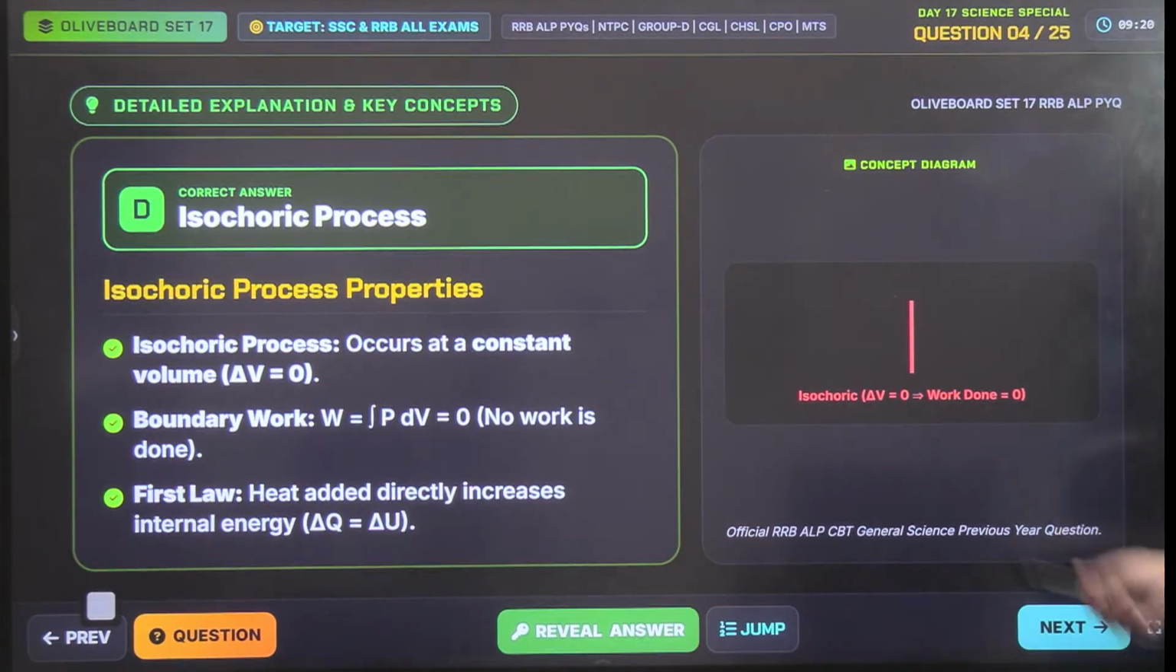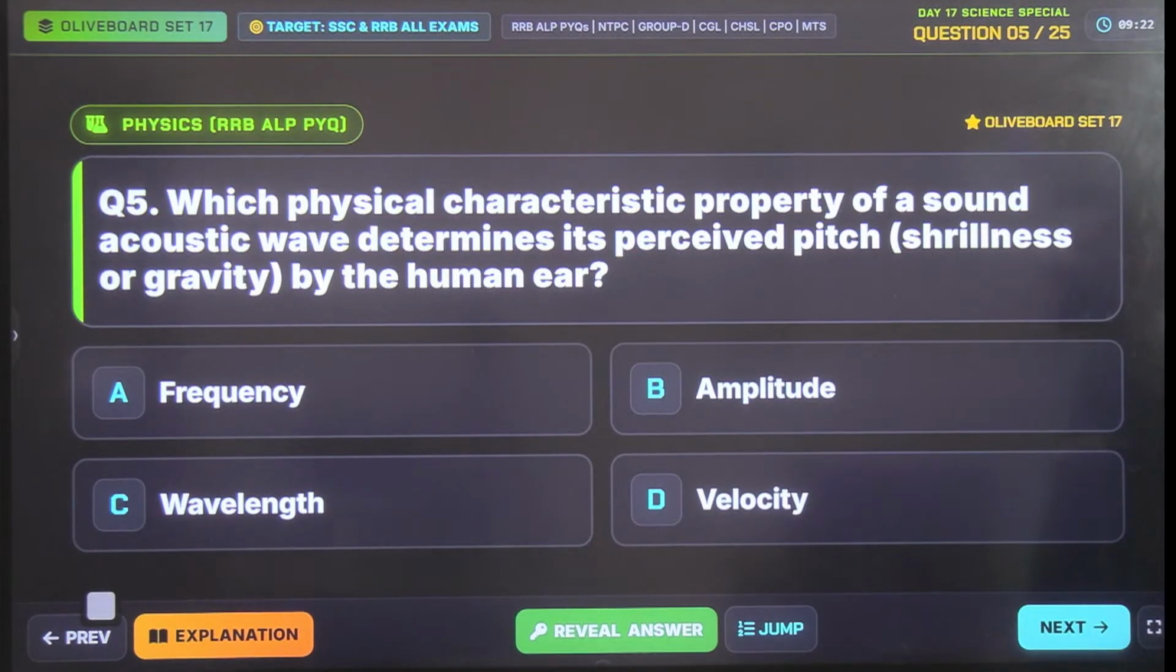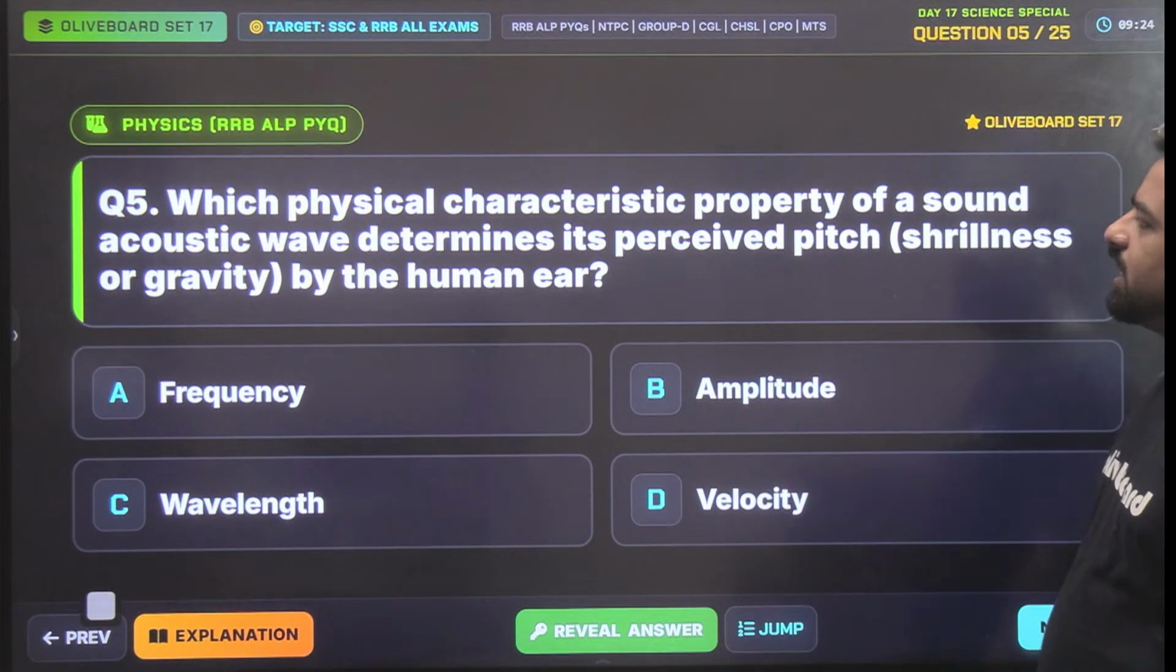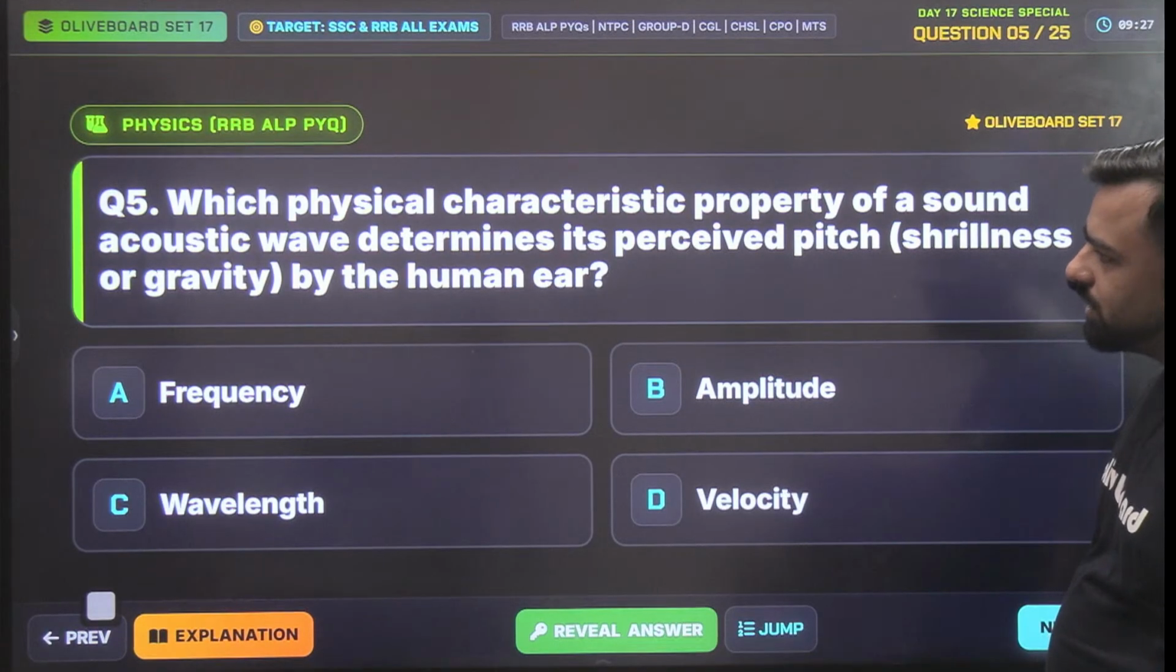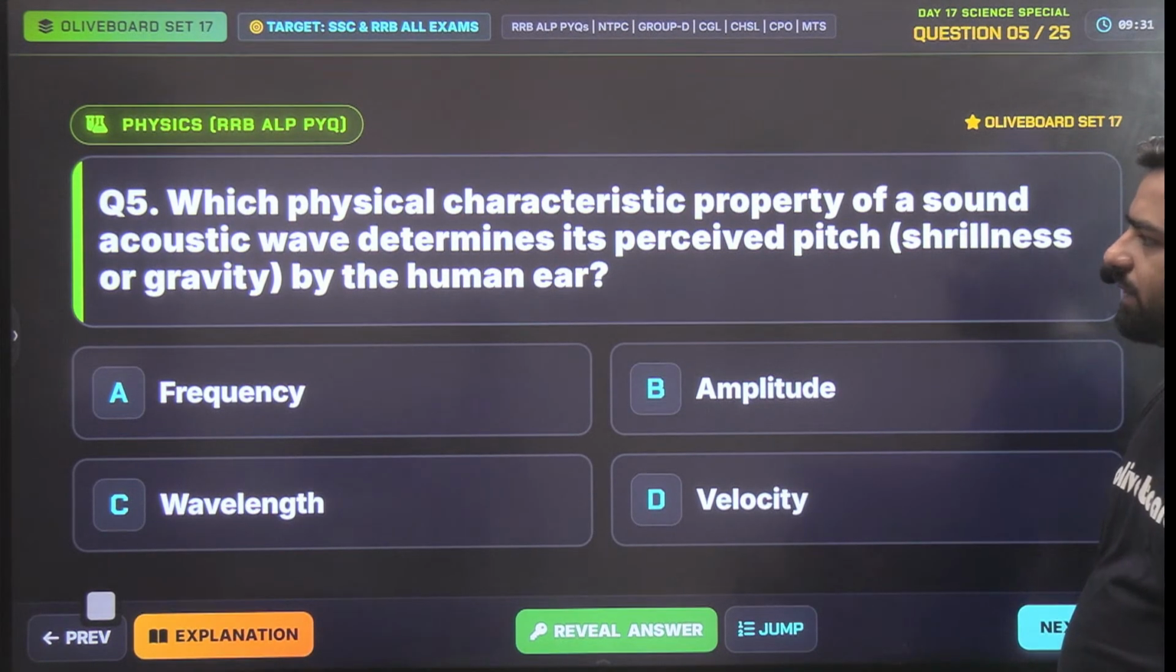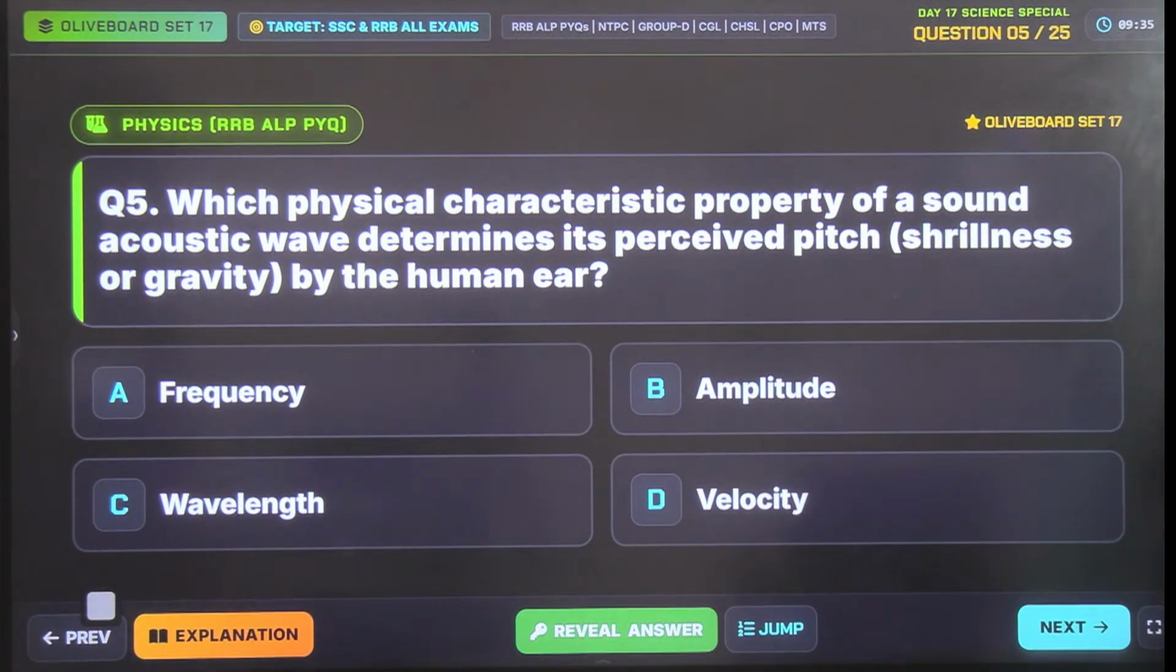Okay, so here the next question is, which physical characteristic property of a sound acoustic wave determines its perceived pitch, that is shrillness or gravity, by the human ear? Is it frequency, amplitude, wavelength, or velocity? So you have four options. What should be the correct answer, guys?